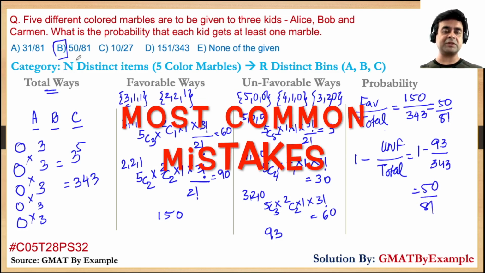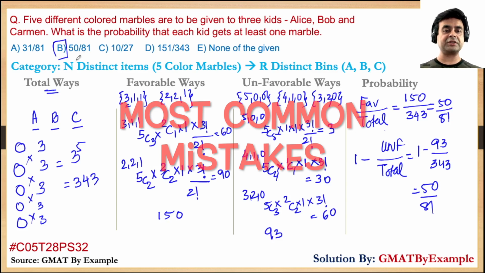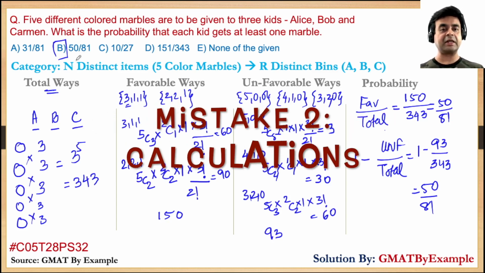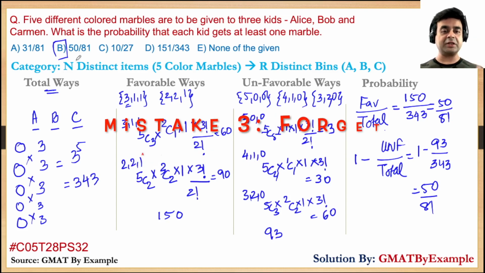The most common mistakes that people make in these kind of questions is either not following the strategy properly and making a mistake in the calculations, forgetting that the arrangements really matter.